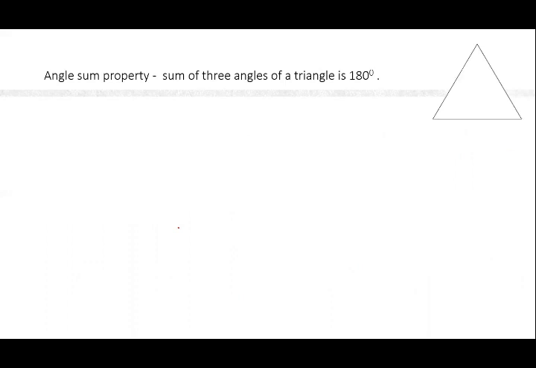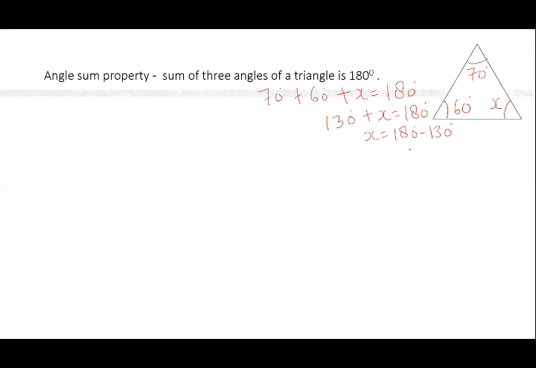Now this is a triangle. If I just mark one angle as 70 degrees, this angle as 60 degrees, and if I have to find this angle x, how do we find it? We know that the sum of three angles of a triangle is 180 degrees. So you can write 70 degrees plus 60 degrees plus x is equal to 180 degrees. So we can get 130 degrees plus x is equal to 180 degrees. Or you can say x is equal to 180 degrees minus 130 degrees. Or you can say x is equal to 50 degrees.